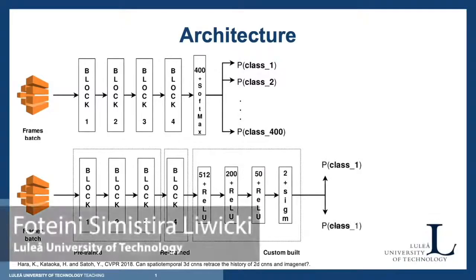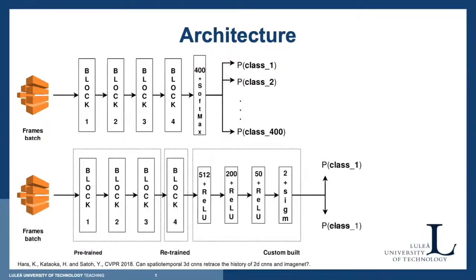Let's see the architecture used in this work. On the top of this slide, you can see the original 3D CNN network architecture proposed by Hara et al. On the bottom, you can see the adapted version used in this paper. We kept the first three blocks and retrained the fourth one, with a few ReLU layers in the final block and two outputs, reporting the presence or not presence of a class.